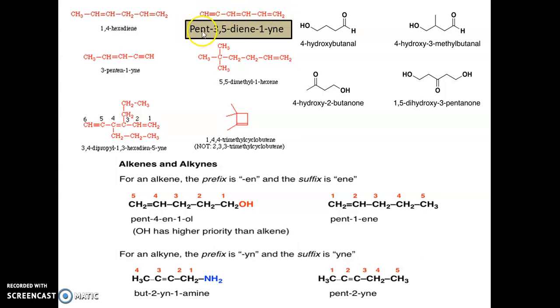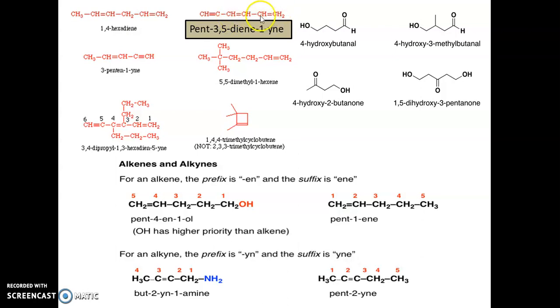So this is a wrong name that has been given here. It will be hex. 6 carbon atoms, so hex. What is the position then? According to the rule, you have to highlight the position of the second priority group.